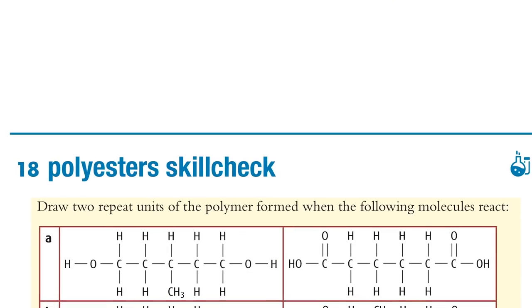So if I look at A, which is given to you on slide number 18, I've got the OH on, how many carbons? 1, 2, 3, 4, 5. And then OH. And carbon number 3 has a CH3. And the acid is carbon number 1, 2, 3, 4, 5, 6.